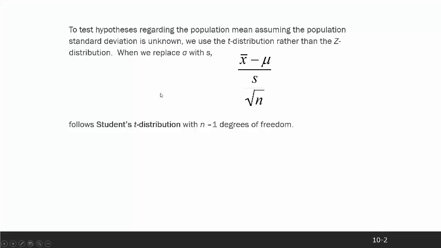Okay, so what's going on in this case? To test a hypothesis regarding a population mean, when the population standard deviation is unknown, we're going to need to use the t-distribution rather than the z-distribution. This is because when sigma is unknown, you estimate it with s, the sample standard deviation.